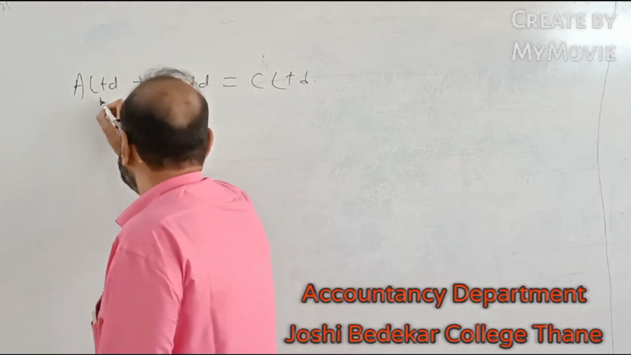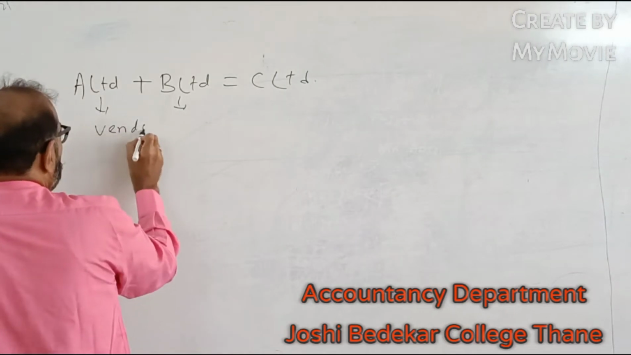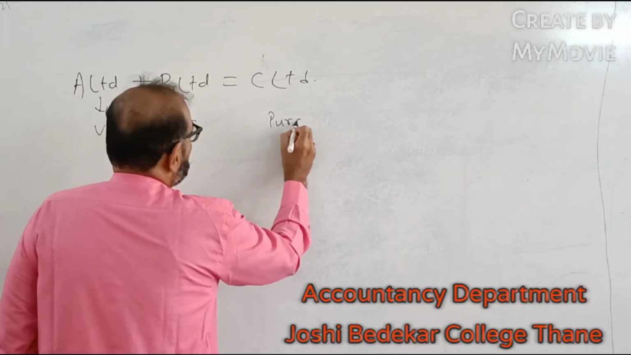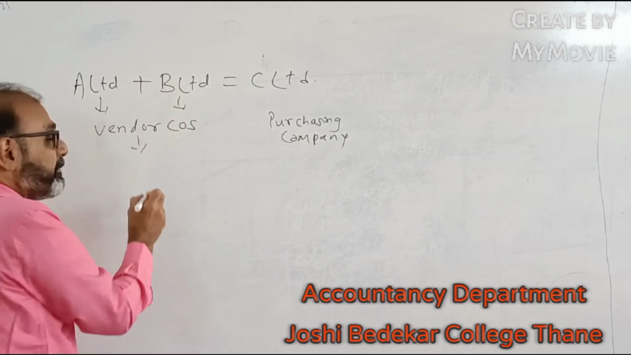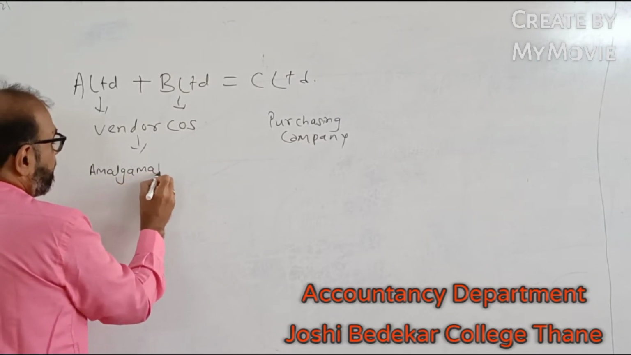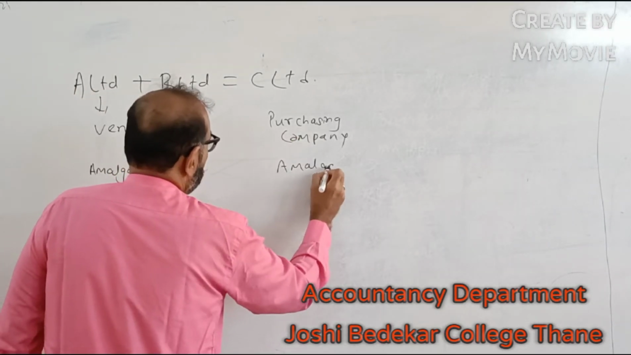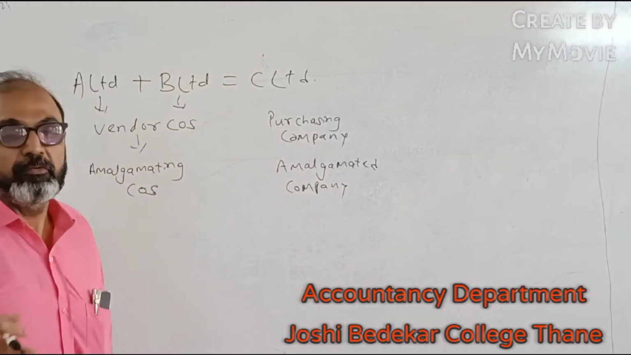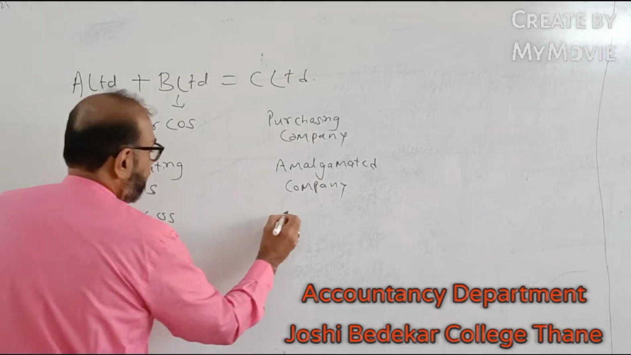As far as A Limited and B Limited are concerned, they are called the vendor companies. C Limited is called the purchasing company. They may also be called amalgamating companies, and C Limited would be called the amalgamated company. Now, in the parlance of students, you may also call them old companies and new company.